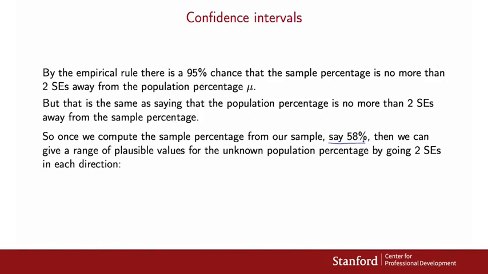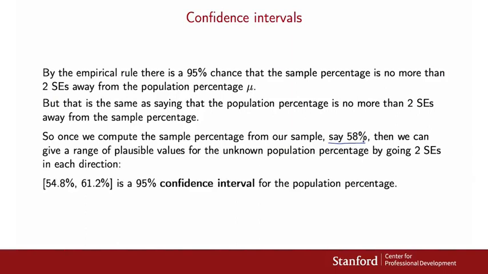Remember, when we do a poll, we do not know the population percentage. The whole idea is to take a sample and get the sample percentage, and hopefully the population percentage will be close to the sample percentage. So what we do is we take the sample percentage of 58%, go 2 standard errors in each direction, which takes us to 54.8% and 61.2%. And the interval between these two numbers is called a 95% confidence interval for the unknown population percentage.